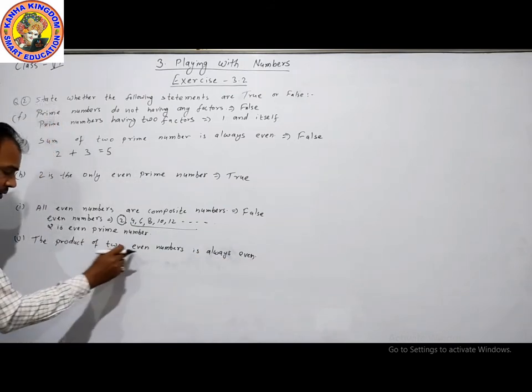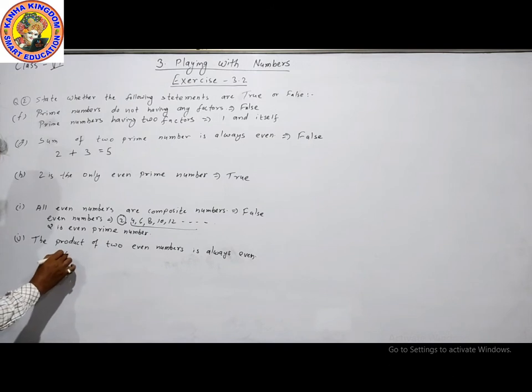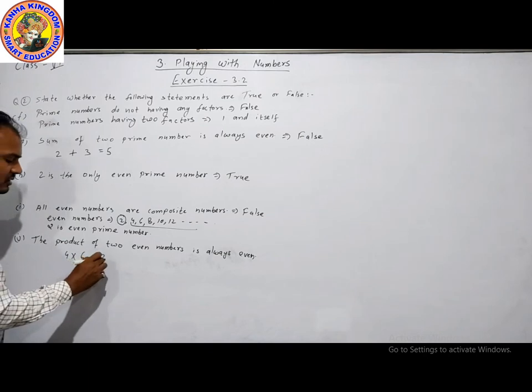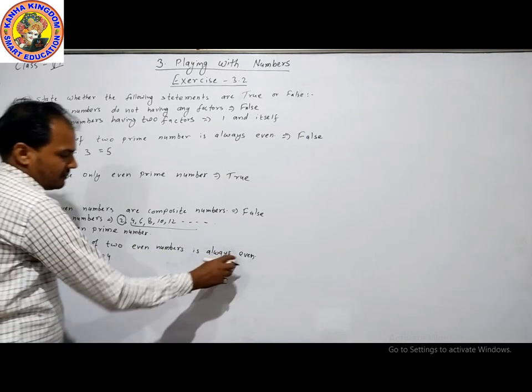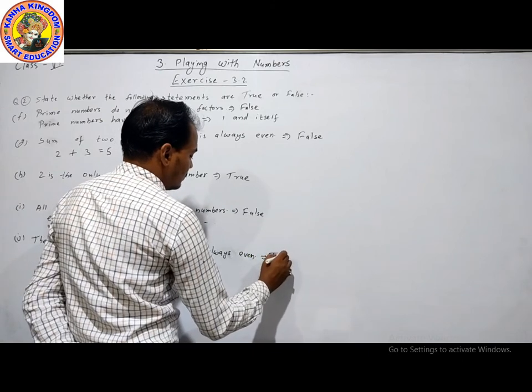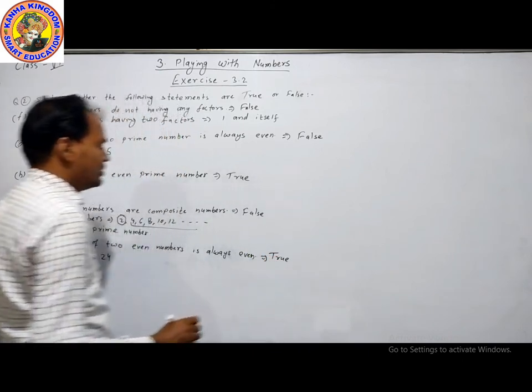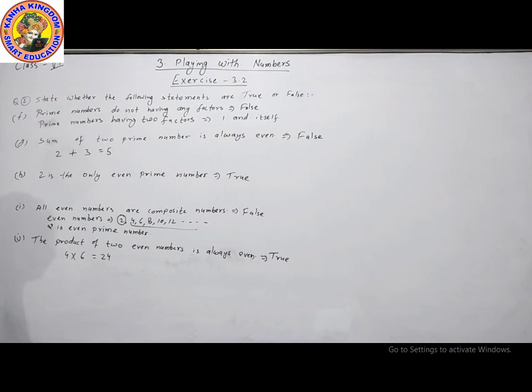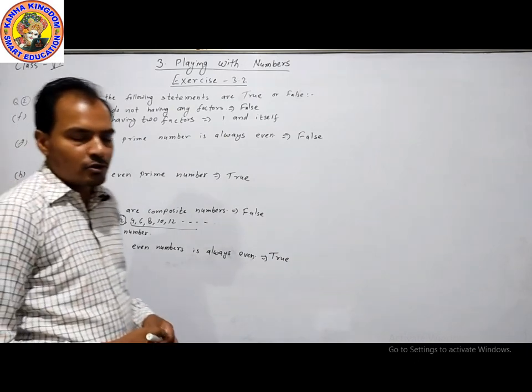The product of two even numbers is always even. Product of two even numbers, 4 and 6. 4 and 6 are even. We will multiply these. 4 into 6 is 24. 24 is even. This is true. You can take a screenshot of this.